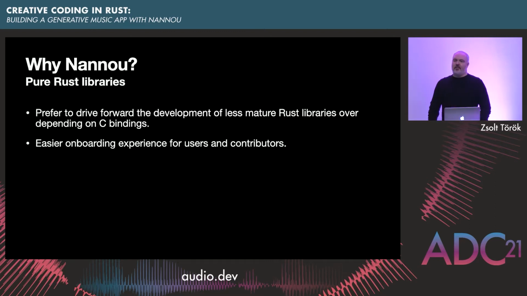And speaking of libraries, the Nannou framework has decided to prefer to drive forward the implementation of the sometimes less mature Rust libraries over depending on C bindings. And they've done that for two reasons. Provide an easier onboarding experience for people using the framework, and also make it easier for people to contribute to the code base. So in both of these cases, there's no need to learn an additional programming language or set up a more sophisticated toolchain. Building and running is still all done using Cargo, and potential contributors don't need to learn C in order to contribute upstream.